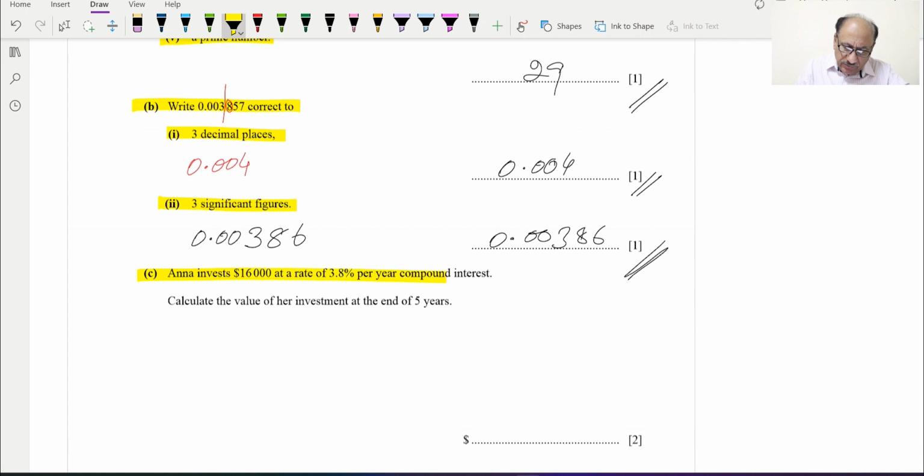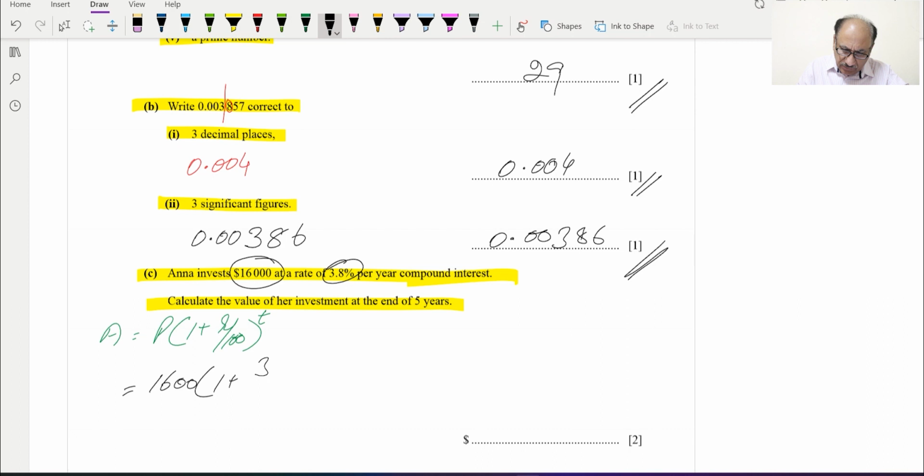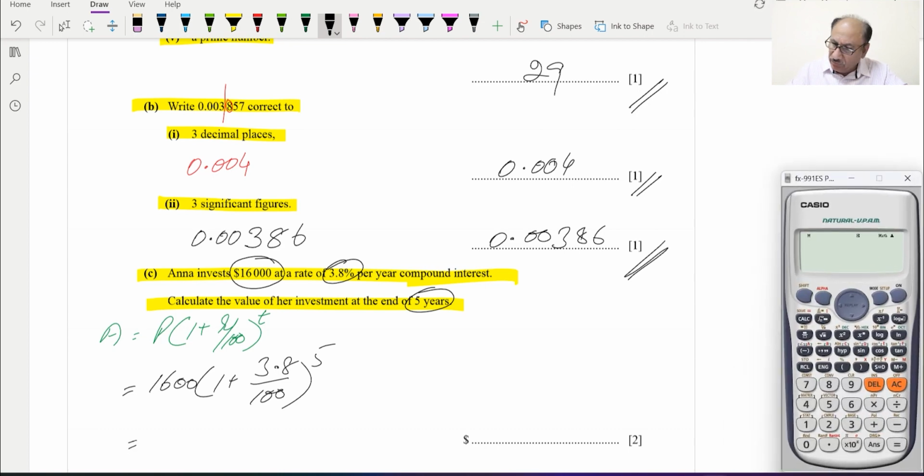Now Anna invests this amount at the rate of 3.8% per year compound interest, and the compound interest formula hopefully you know. Calculate the value of her investment at the end of 5 years. So the compound interest formula, amount will be equal to principal amount into 1 plus rate over 100 raised to the power t, and we will be replacing the values. This is the principal amount, 1600 into 1 plus rate is 3.8%, so 3.8 over 100, and the time duration is 5 years, and this will be simplified with the help of a calculator.